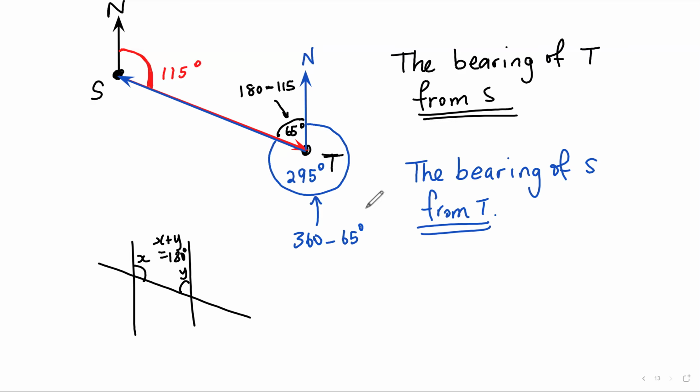So the bearing of T from S was this angle over here. This is the angle, right? It's between the north line at S, because it's from S, and the line that connects S to T. So that's this angle here, which is 115 degrees. And then the bearing of S from T is the north line here. So that's this angle on the outside. All right, so this is 295.